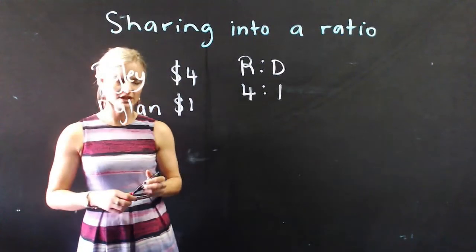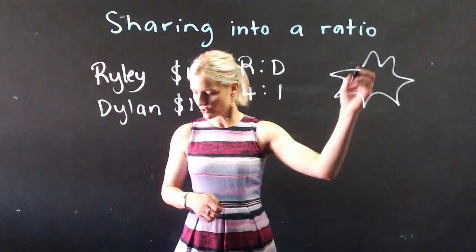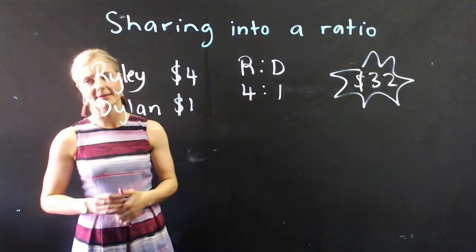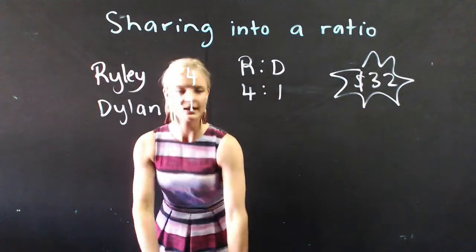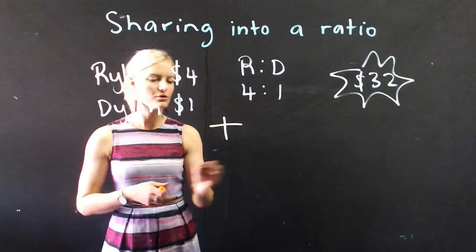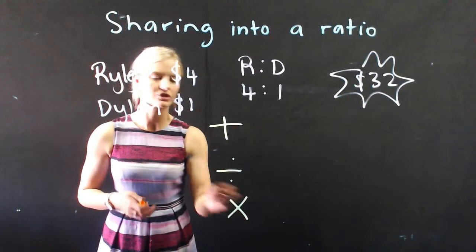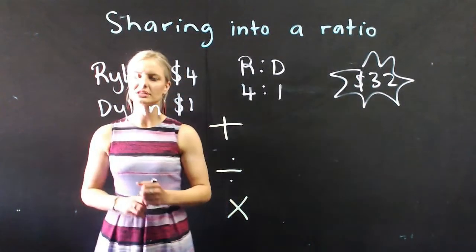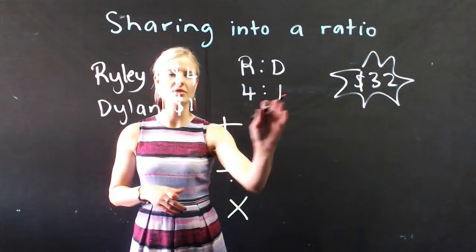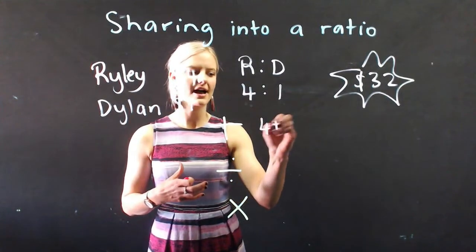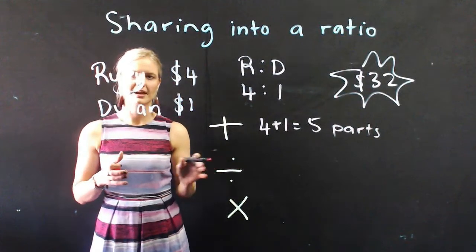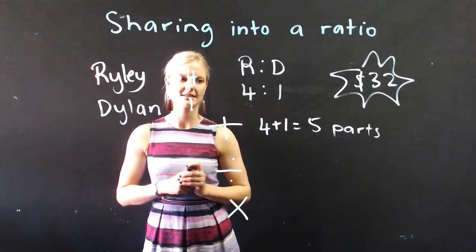Now, from this $5 scratchy, they actually won $32. So, how much should Riley get and how much should Dylan get? Let's consider these 3 steps. Whenever sharing into a ratio, you always begin with addition, move on to division, and end with multiplication. Now, the addition step requires you to think, how many parts are there altogether? Out of the 4 and the 1 on the ratio, there are 5 parts that this prize money should be shared into, or 5 parts that we need to work out what each of those parts are.